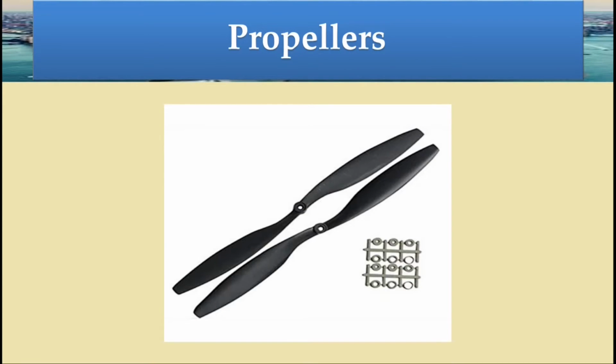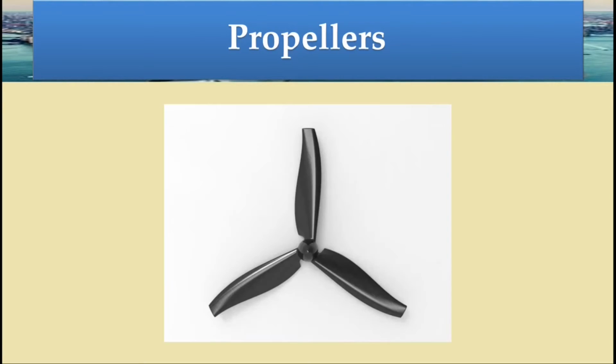You can see on your screen this is 1045 propeller. It is used with 920 kV to 1000 kV motors. These are the smaller types of propeller. These we can use with 1800 to 2600 kV motors. These motors are used to make fast drones, also known as FPV drones.